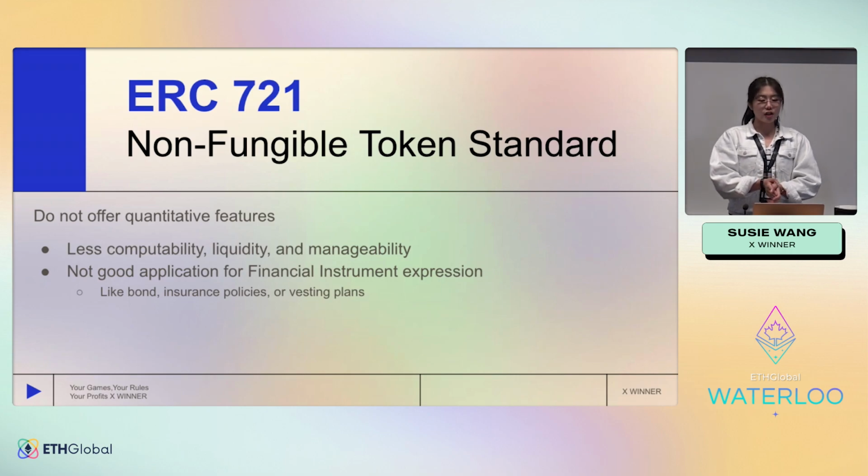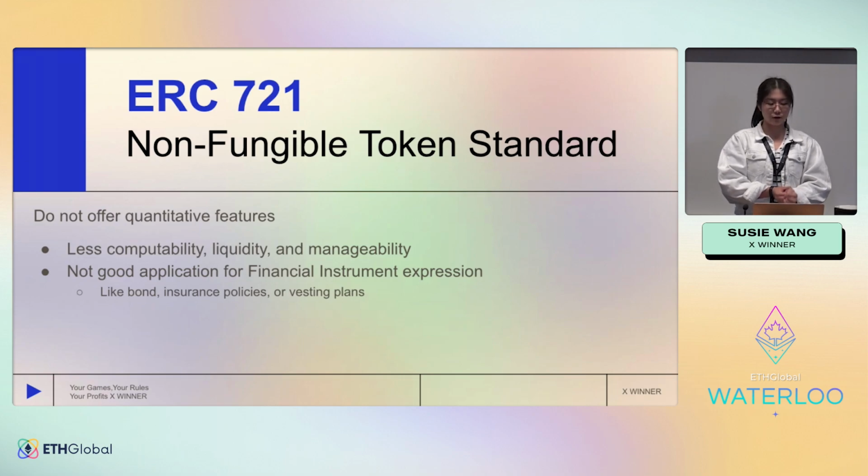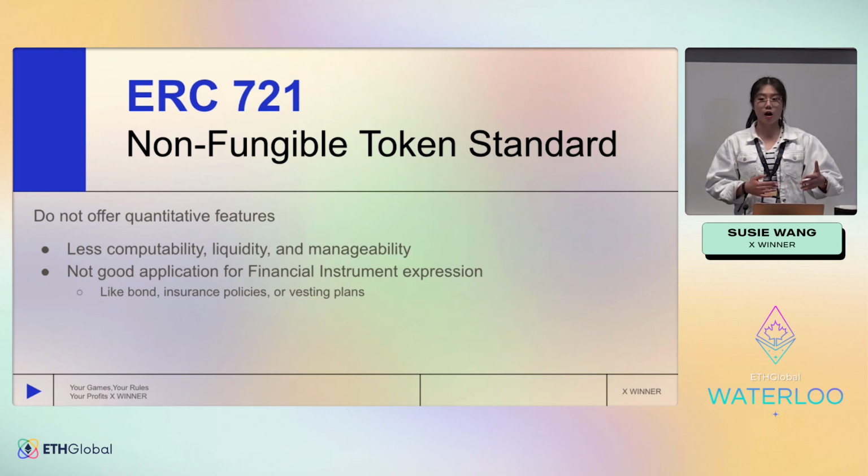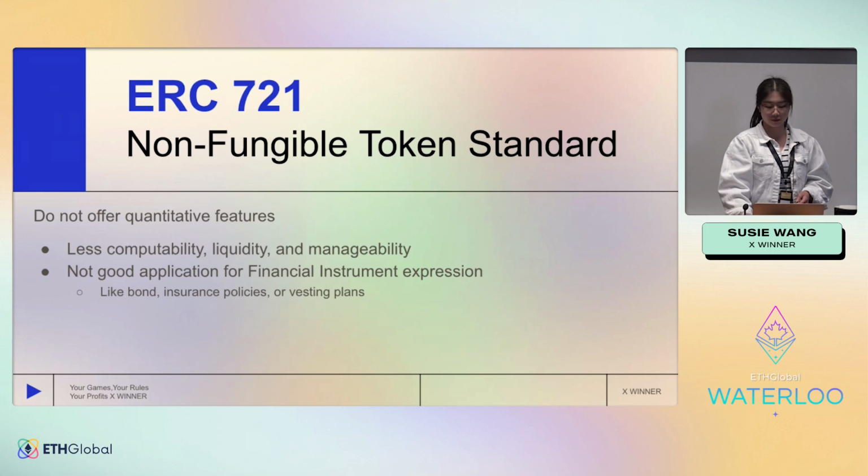And with ERC721, the limitation is that it does not really offer quantitative features. So there's less composability, liquidity, and manageability with the ERC721 token. And also, it's not really a good application for financial instruments, like bonds, insurance policies, or vesting plans.